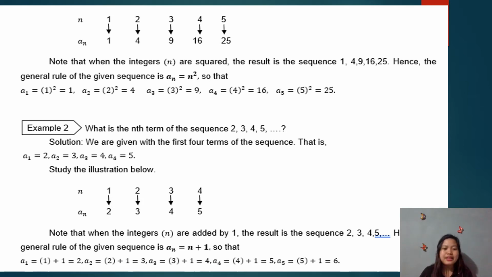Note that when the integers n are added by 1, the result is the sequence. Right? If we add 1 to these integers, the result is this one. So for 1, if we add 1, the result is 2. 2 plus 1 is 3. 3 plus 1, 4. 4 plus 1, 5. So that means the general rule of the given sequence is a sub n equals n plus 1. So our general rule of the given sequence is a sub n equals n plus 1.